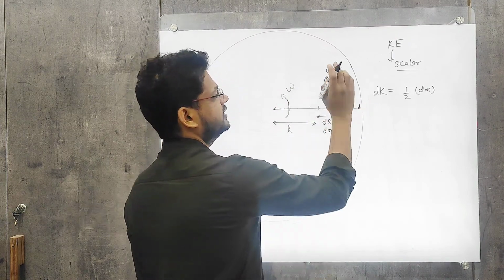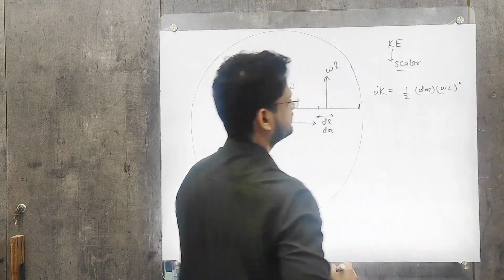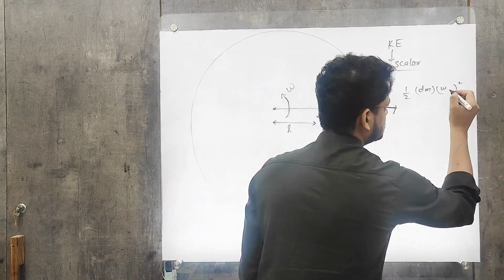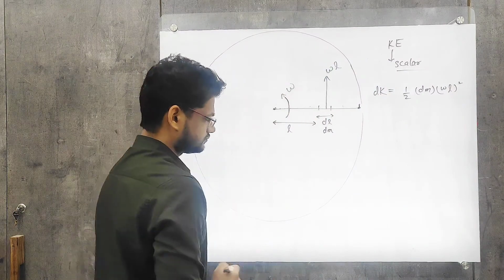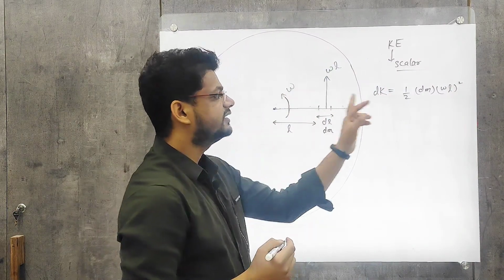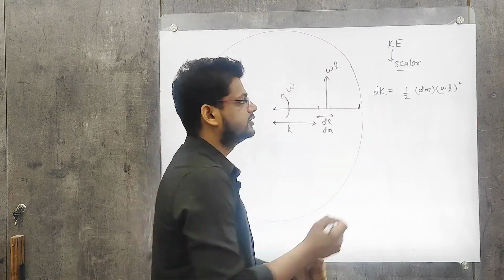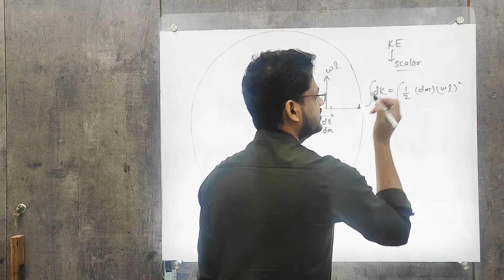Now what is the velocity? Omega l, omega l square. Sorry, this would be small l. Now what did I say before? I will have to integrate it to get the kinetic energy of the complete rod. So I will be doing the integration.